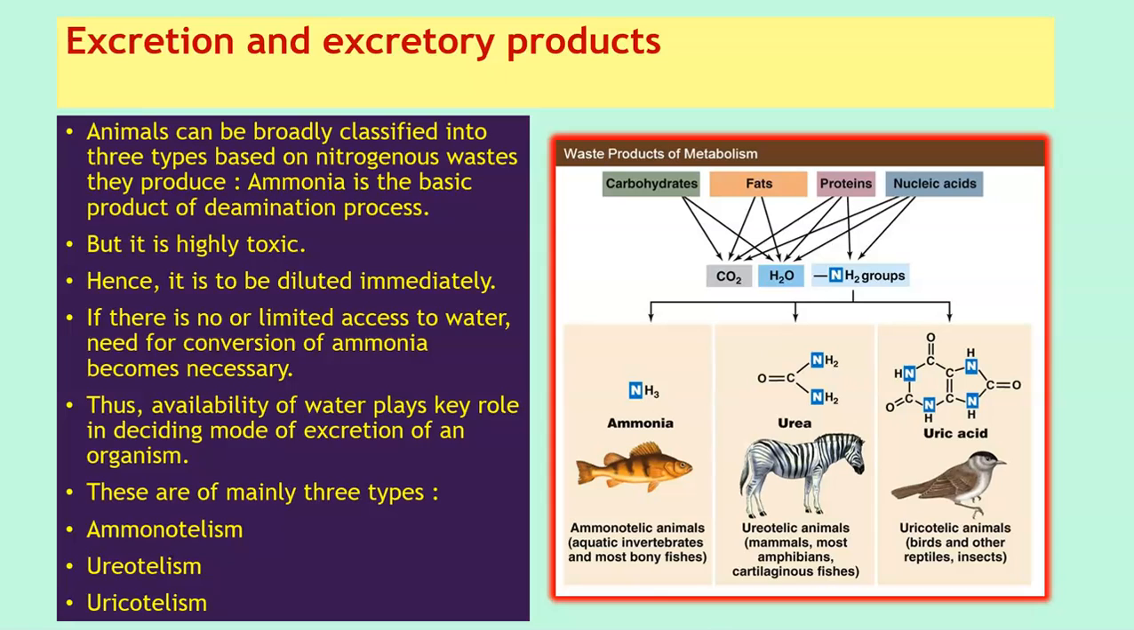Hence animals that need to conserve more water follow uricotelism. Ammonia is converted into uric acid by the inosinic acid pathway in the liver of the birds. Birds, some insects, many reptiles, and land snails are uricotelic because they need to conserve water. However, they have to spend more energy. Here in this image you can see ammonia being converted into uric acid. So these are called uricotelic animals. Birds, reptiles, and insects are uricotelic.